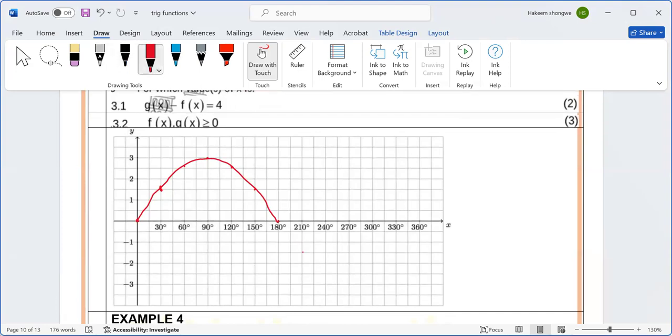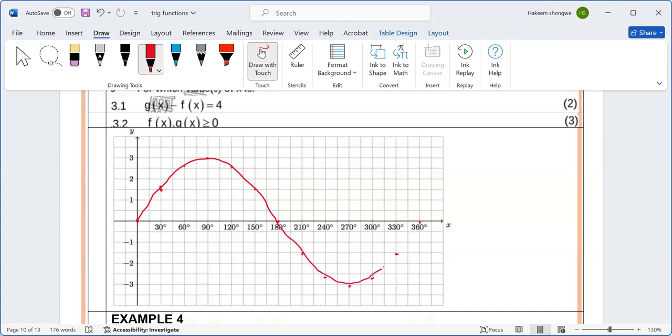Negative 1,5. 2,6. And then it's 3. And then it's 2,6. 1,5. And then after that, we have what? And then you connect these ones.